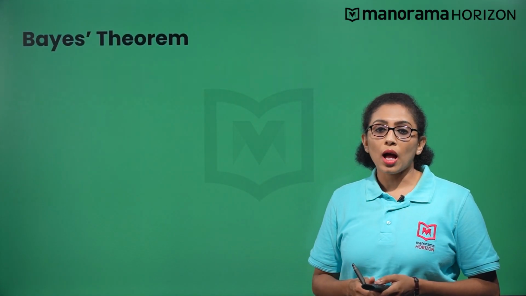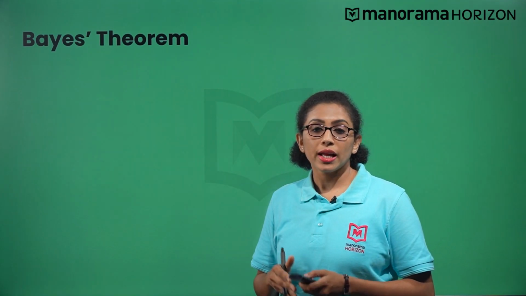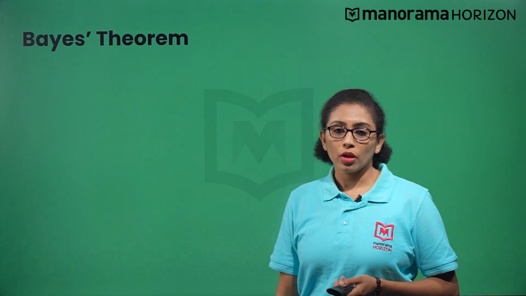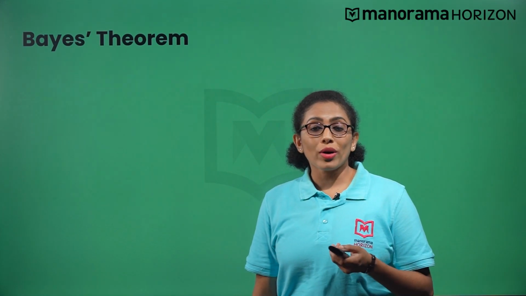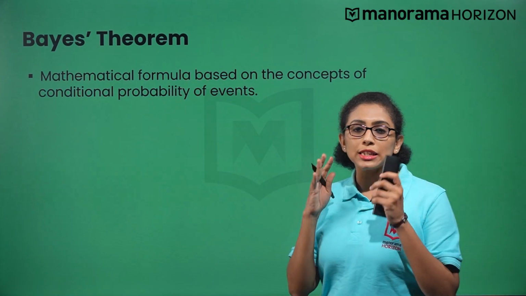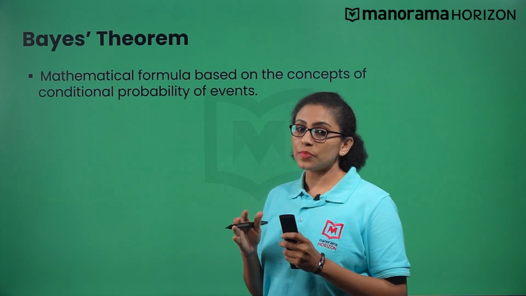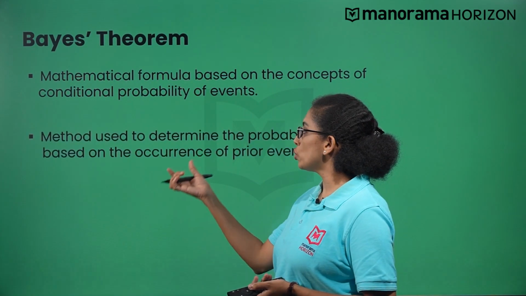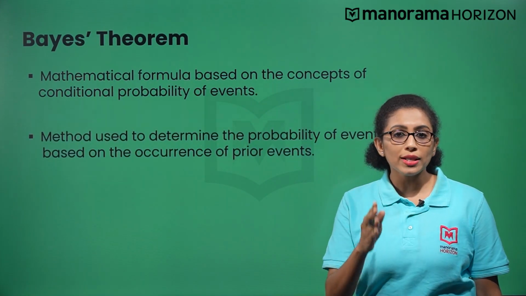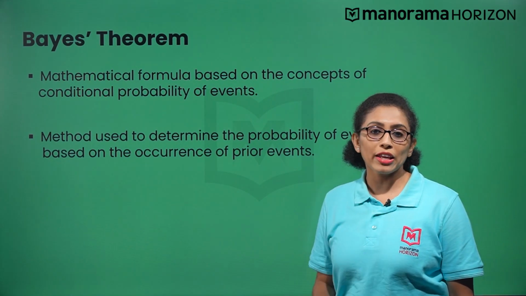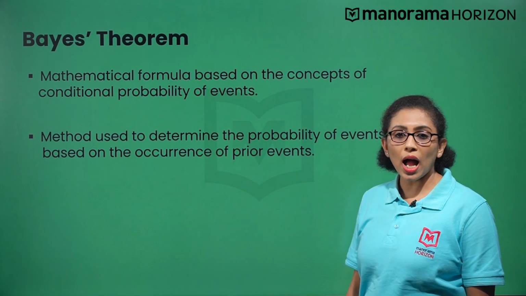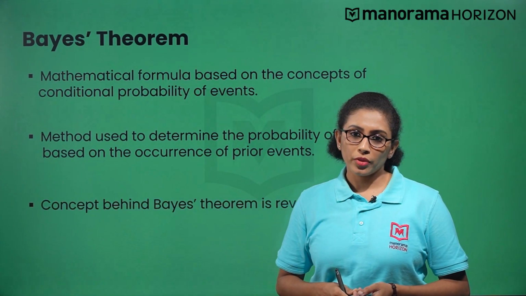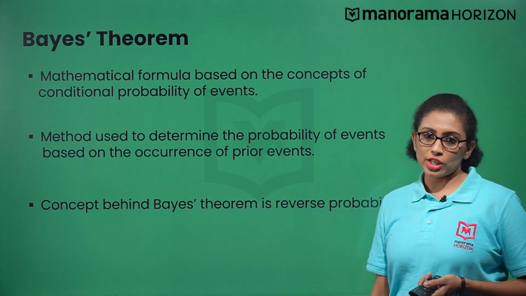Next, we will aim at understanding Bayes' theorem, its statement, formula and derivation with the help of examples. Bayes' theorem is also known as Bayes' rule. It is a mathematical formula based on the concepts of conditional probability of events. It is a method used to determine the probability of events based on the occurrence of prior events. The concept behind Bayes' theorem is nothing but reverse probability. Let's take the theorem and derivation.